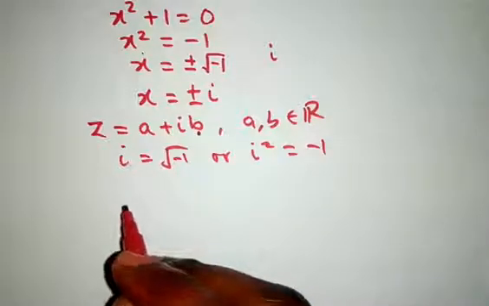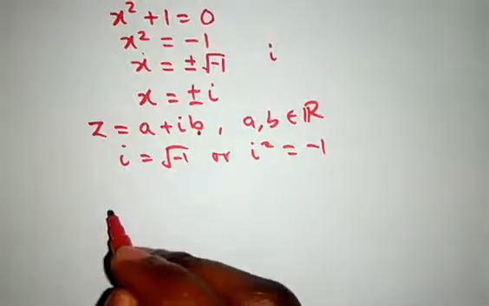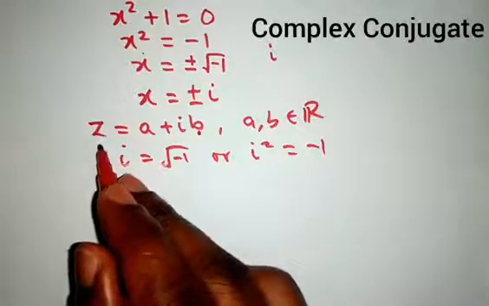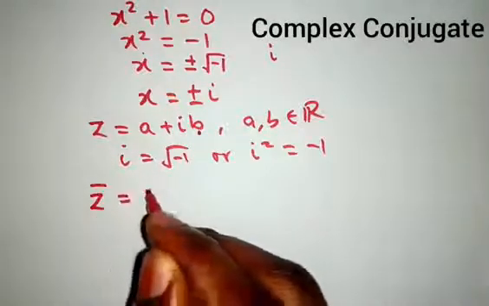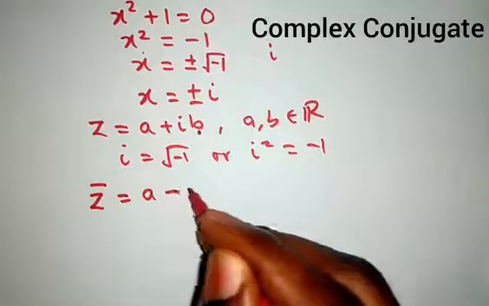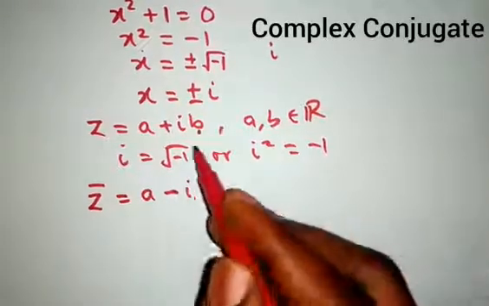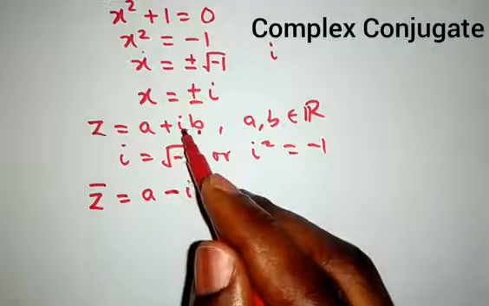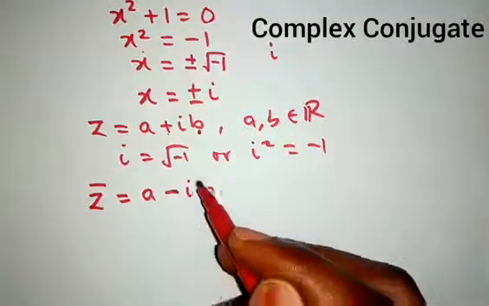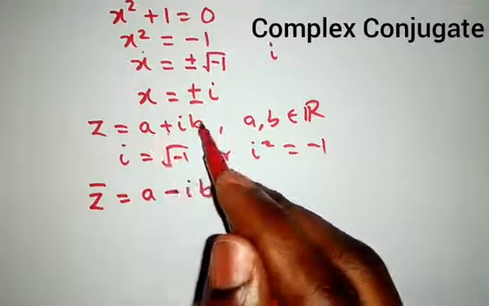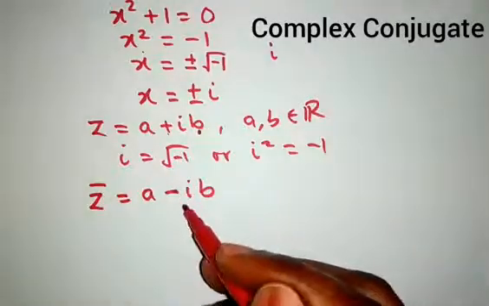Now there is a concept called the complex conjugate. The complex conjugate of z is denoted by z bar and is given as a minus ib. You simply change the sign of the imaginary part. So plus becomes minus. If the complex number is a minus ib, the conjugate becomes a plus ib.